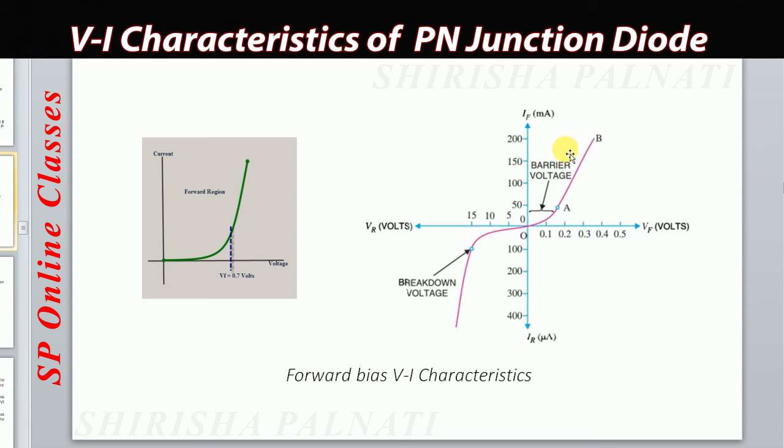In the forward bias we measure the current in milliamperes, but in the reverse condition we measure the current in microamperes. So in the forward condition we use the ammeter in milliamperes, but in the reverse condition we use the ammeter in microamperes. Here we use 20 to 200 milliamperes, and here we use 20 to 200 microamperes of ammeter. So these are the characteristics of forward bias and reverse bias.